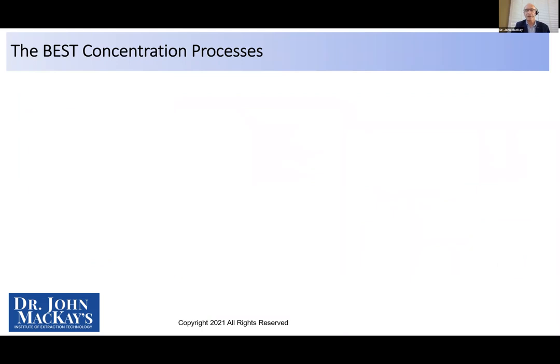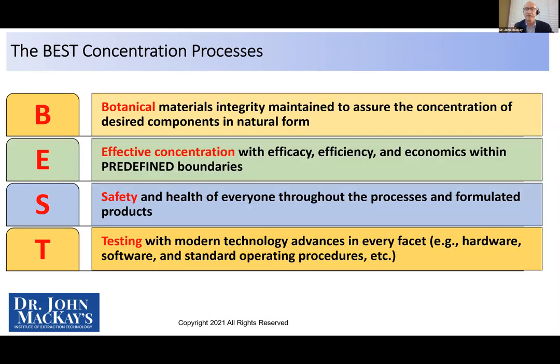Let's look at the best process. I separated into this. B is for botanical materials integrity maintained to assure the concentration of the desired components in a natural form. We're just trying to do the right thing. We're trying to know what we want out of that botanical material. And we have to have it in a form that allows us to do that concentration. So we'll talk about that. It backs up all the way to the particle size. It backs up all the way to the different components that you have.